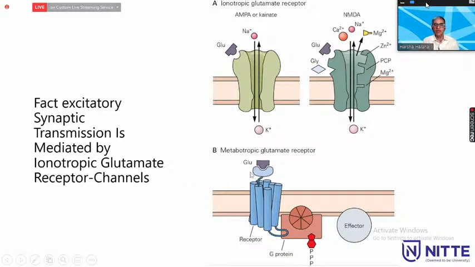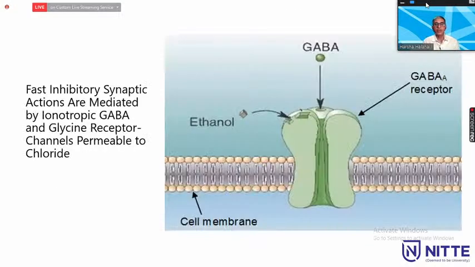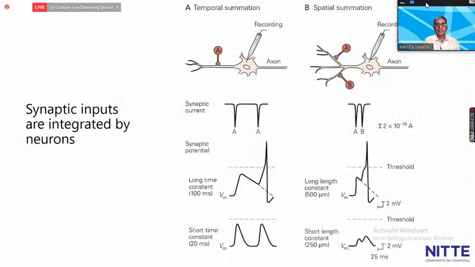The other class of glutamate receptors are the metabotropic glutamate receptors, which we'll study in greater detail later. They mediate slower transmission, slower neuromodulation. The fast inhibitory synaptic actions are mediated by ionotropic GABA receptors and glycine receptors, both of which allow chloride ions to pass through them. We'll look at these again a little later.